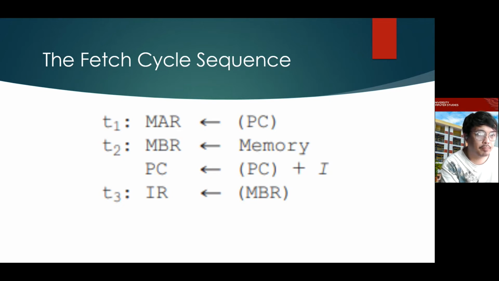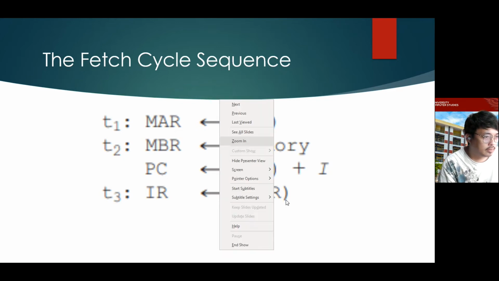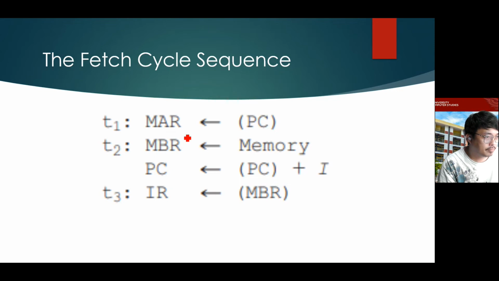The group of micro operations must follow two simple rules. First, the proper sequence of events must be followed. The MAR from the PC must precede the MBR from the memory.